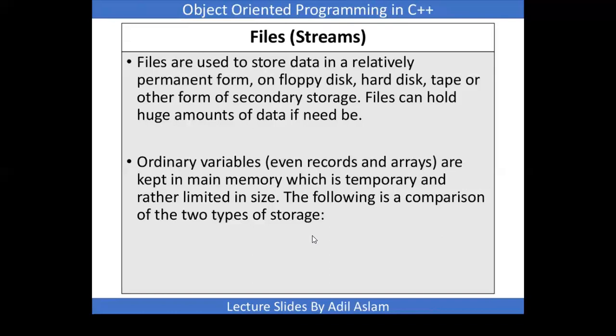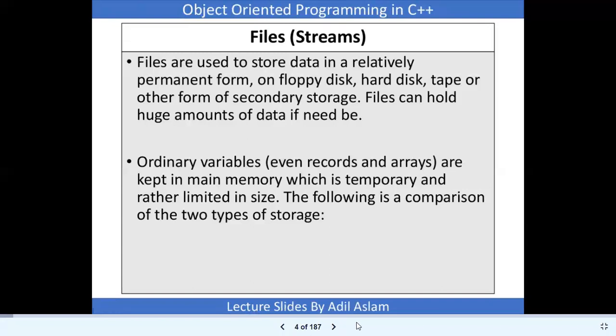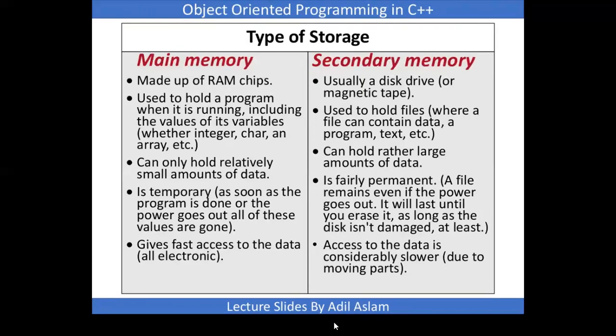And we can compare these two storage types, how they are different in capturing, storing or handling the data. As we know, in a computer, whenever we need to process data, we have to capture the data for a time being or for long lasting. For a time being, meaning temporary in nature, the inputted data or processed information is captured inside the RAM chips. RAM chips are used in the program when it is running, including the values of the variables, whether the variables are integers, characters, or arrays. These inputted or processed values are stored in main memory variables or RAM bytes.